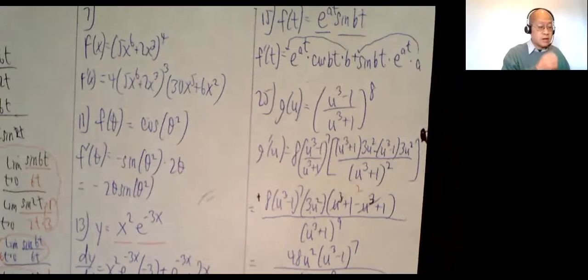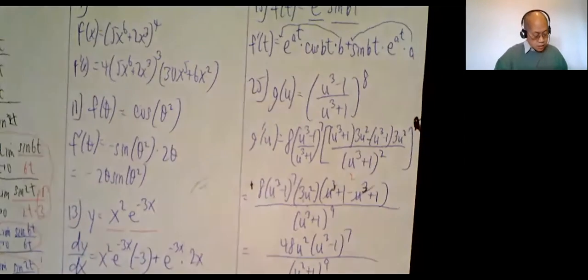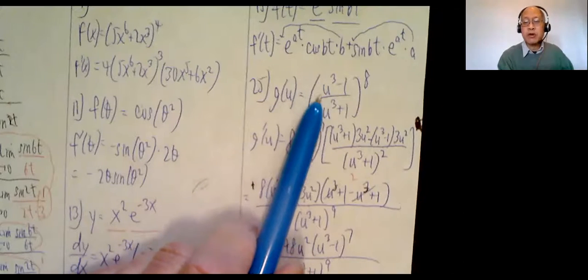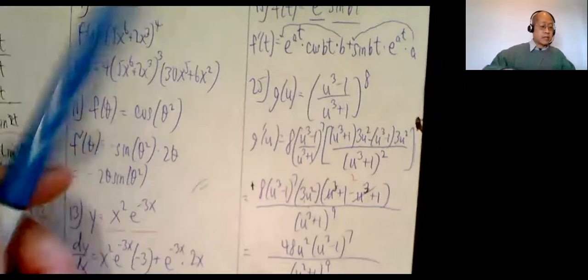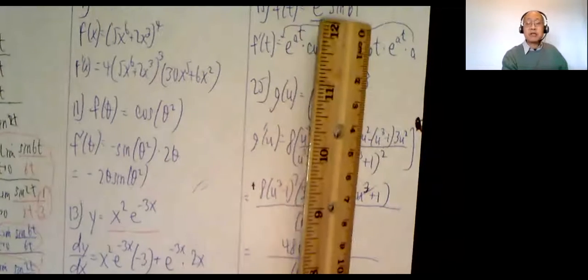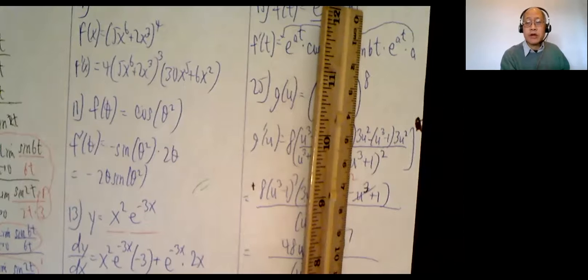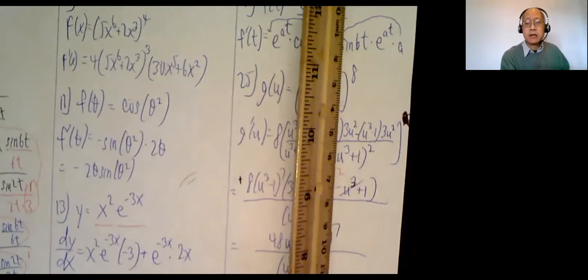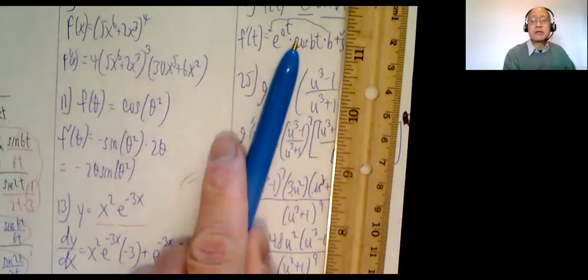All right, come to other ones here. 25. G of u is u cubed minus 1 over u cubed plus 1 to the 8th power. Okay, this one's going to be a little bit messy. But the outside function is raising something to the 8th power, right? So we know how to do that. It's going to be 8 blah, blah, blah to the 7th power. That's easy. And then by the chain rule, it's times the derivative of the inside.